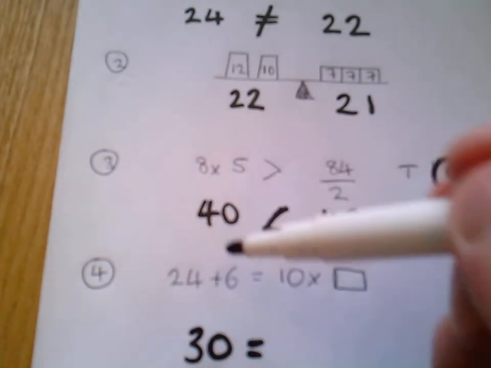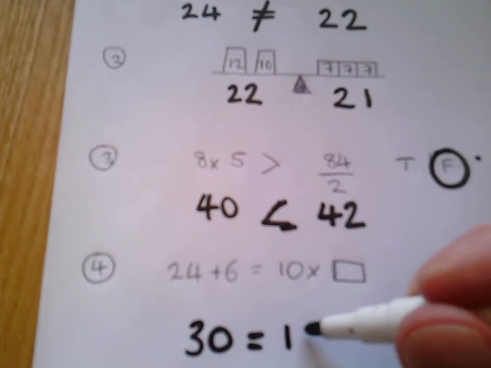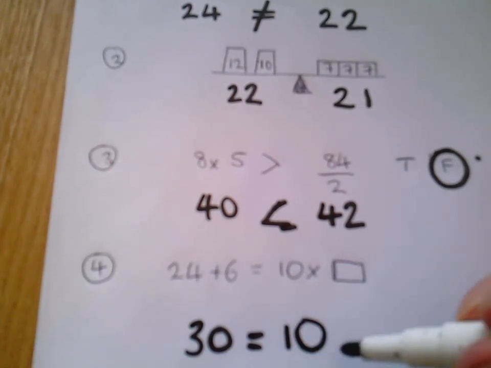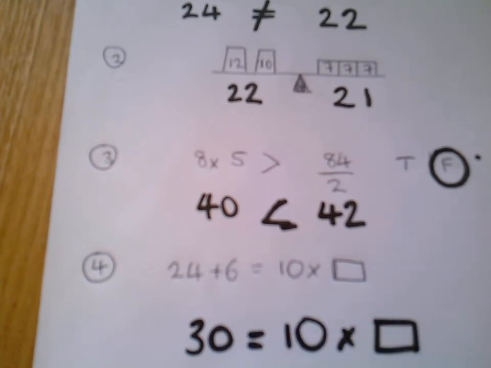So I've worked out the side that I can, that gives me 30. All I've got to do now is work out what the missing box is, so I've got 10 times that box. So I need to work out what missing number is in the box. So I'm saying to myself 10 times something gives me 30, and the answer should be 3. So all I've done there, 10 times something is 30. I've divided 30 by 10 to get 3.